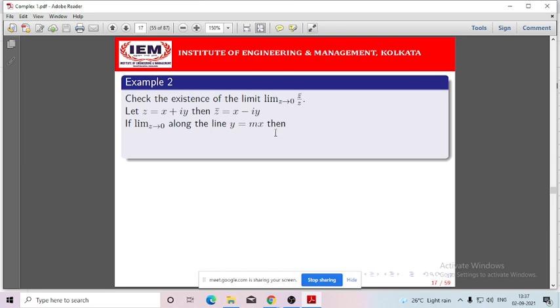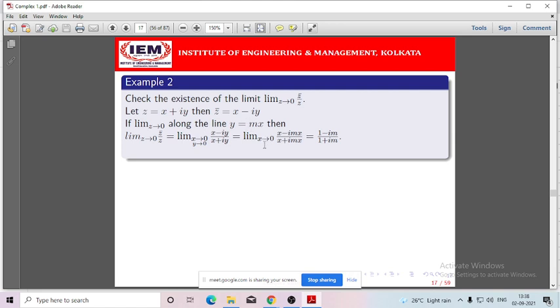So we can approach the point 0 by the family of straight lines which pass through the origin. So we are considering here y equals mx as the family of straight lines which pass through the origin. We are not taking only two paths to show that the limiting values are different on those two paths and the limit doesn't exist. Rather, here we are taking an infinite number of paths in this family of straight lines. So if you put y equals mx in that expression, then it will be converted to a function of x alone. So this limiting value will be dependent on x only.